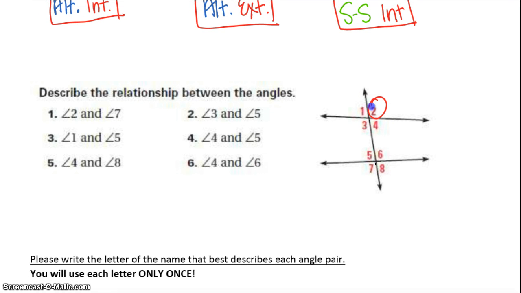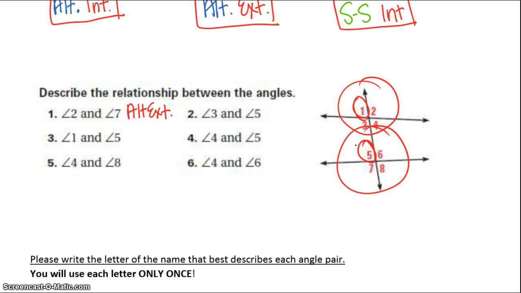Angle 2 and 7, 2 and 7. They're alternating around the transversal and they're outside the 2 lines. So alternate exterior. Let's look at 1 and 5. Are they alternating or on the same side? They're on the same side. Are they both inside or are they both outside? Neither. Do you see that they're not both inside and they're not both outside? Okay, when this happens, this is when you gotta look for corresponding.